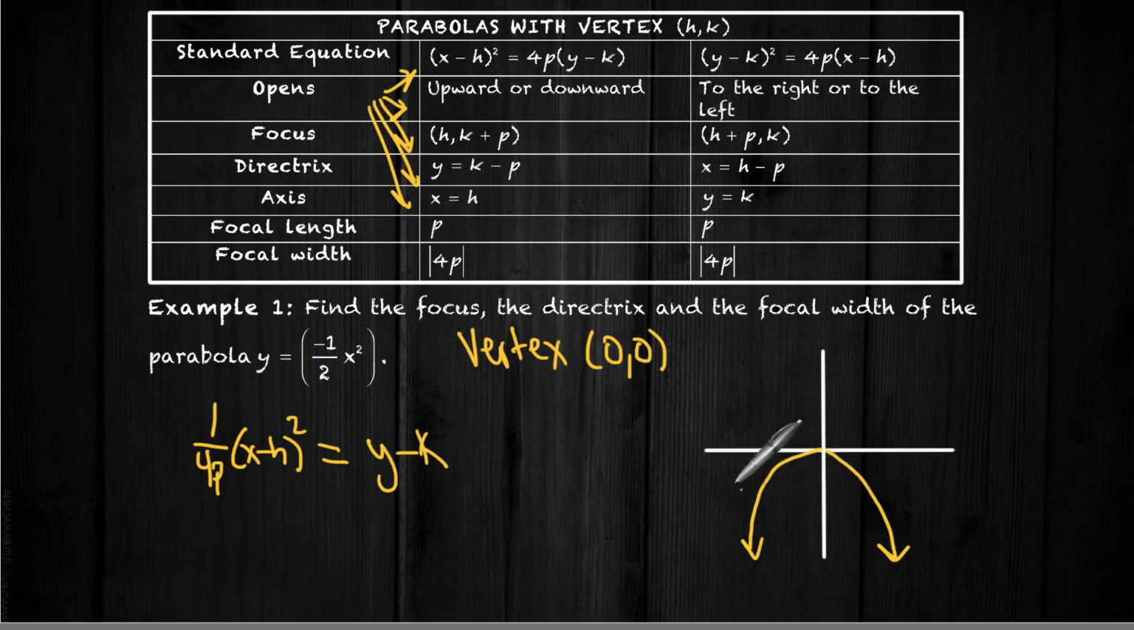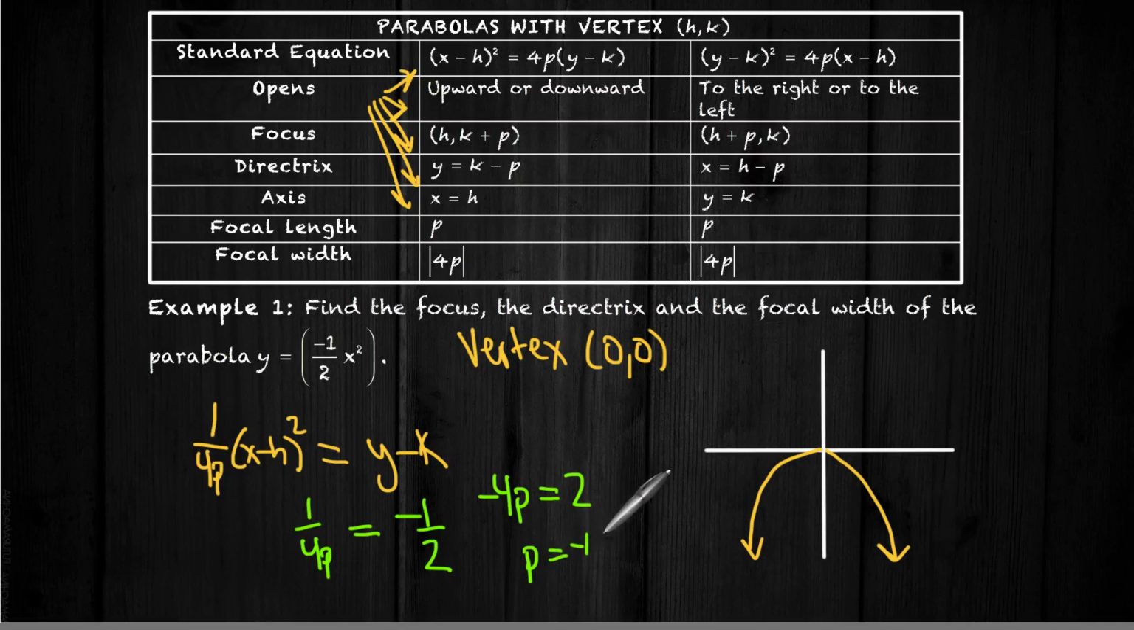Now the question is, where is the special point called the focus? And so let's see if we can find that. Well, we have 1 over 4p, and notice that the 1 over 4p is the coefficient in front of the x squared, and in our problem, -1/2 is the coefficient in front of the x squared. So what we'll do is we will set 1 over 4p equal to -1/2. We will cross multiply. We'll get -4p is equal to 2. And then p is equal to -1/2.